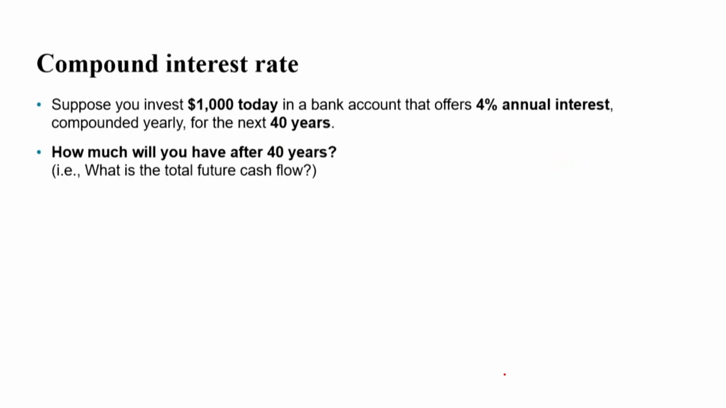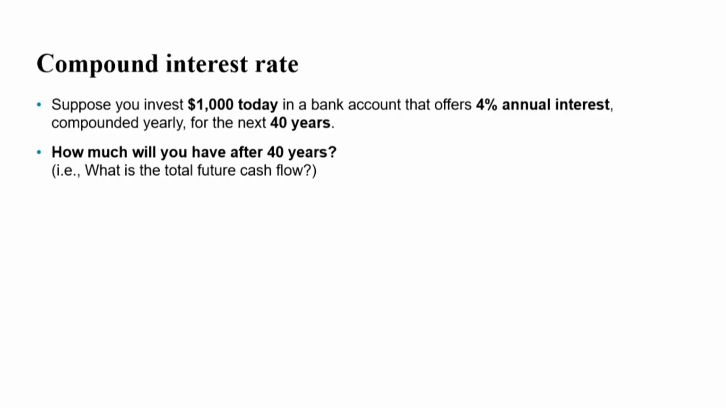So what we have done in the previous slide is calculating 1 year loans. For example, a 1 year bond, what is the return that you are going to get with a 1 year interest rate. But you know that most of the investments are more than 1 year. Suppose you invest $1,000 today in a bank account that offers 4% annual interest rate, compounded yearly for the next 40 years.